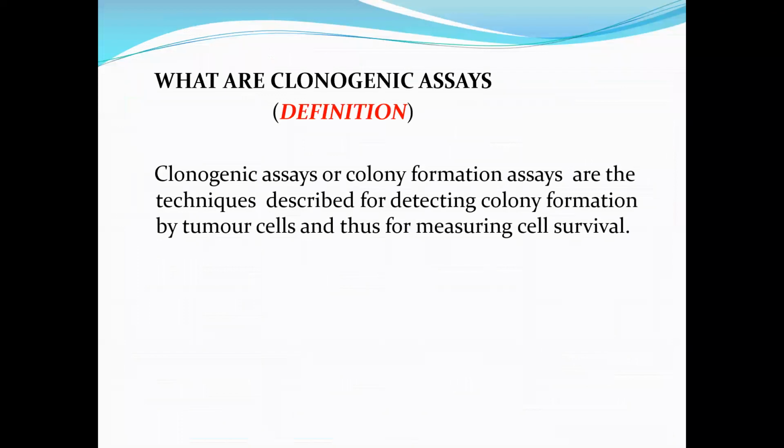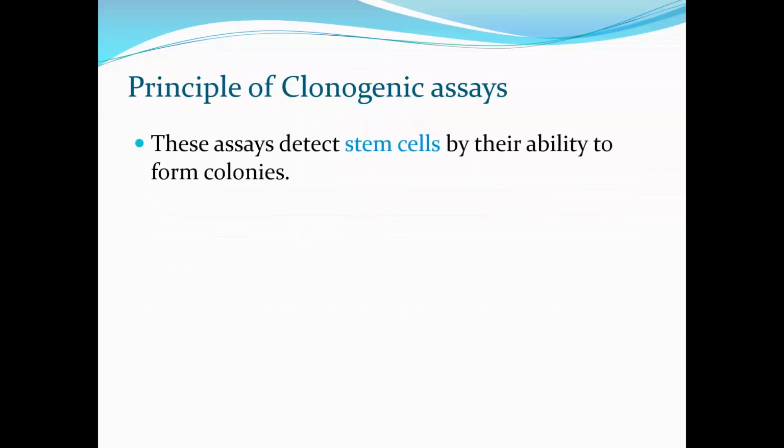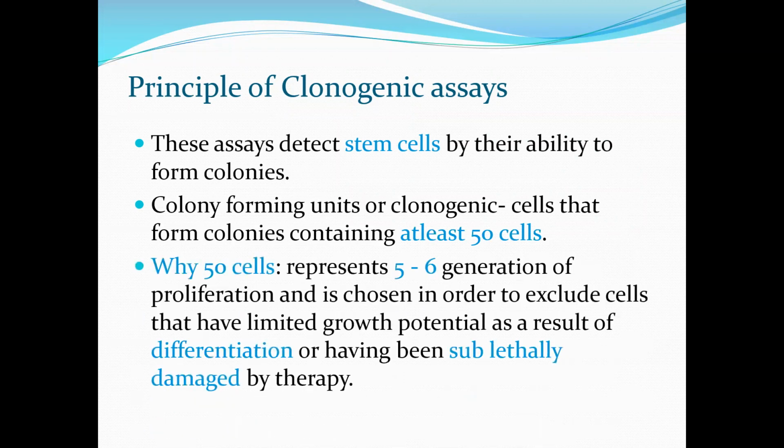Clonogenic assays or colony formation assays are the techniques described for detecting colony formation by tumor cells and thus for measuring cell survival. These assays detect stem cells by their ability to form colonies. Colony forming units or clonogenic cells form colonies that contain at least 50 cells. Why 50 cells? It represents 5 to 6 generations of proliferation and is chosen in order to exclude cells that have limited growth potential as a result of differentiation or being sublethally damaged by therapy.